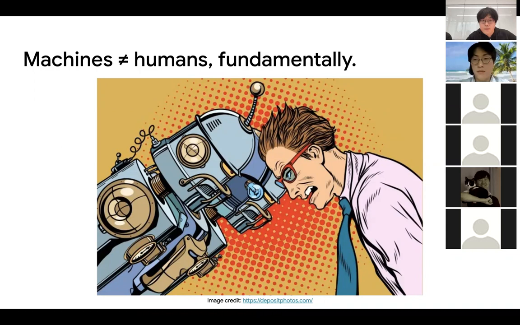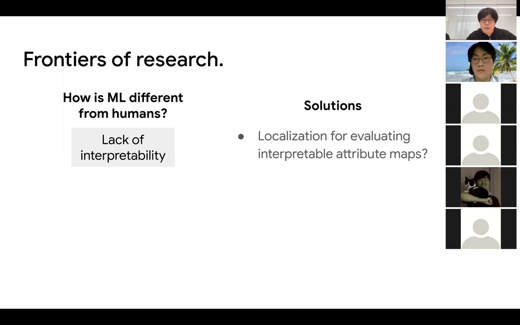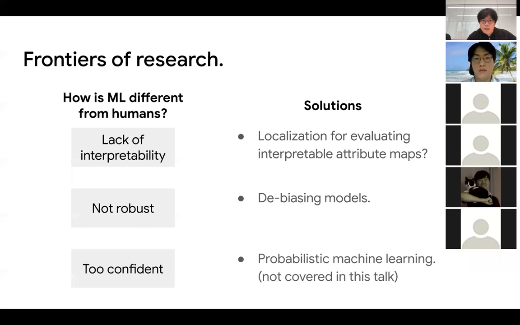So in terms of research, there are three different things for how machine learning is different from humans. The first one is lack of interpretability, of course. So we are going to talk about some localization for evaluating interpretable attribute maps. And second, they are non-robust. So we are going to talk about some debiasing models. And last, they are too confident, or they don't have proper uncertainty estimation.